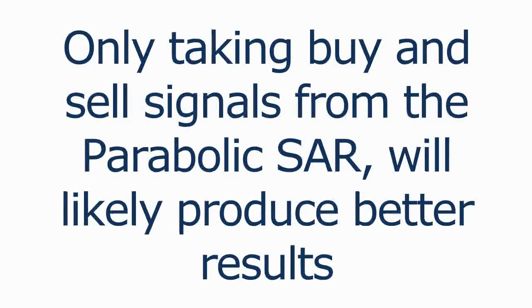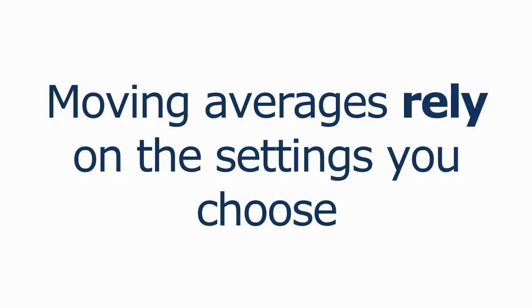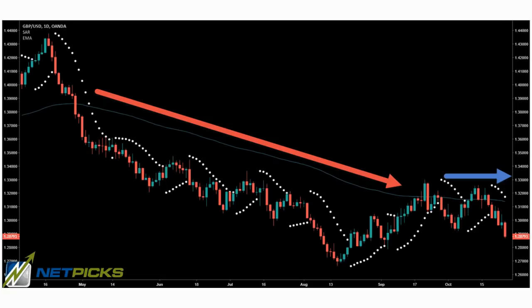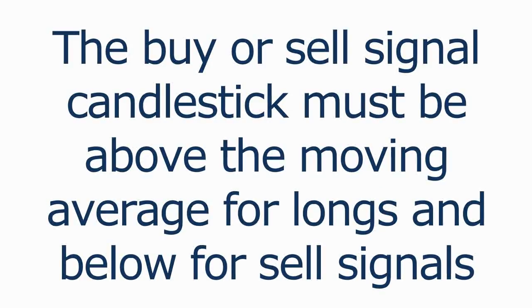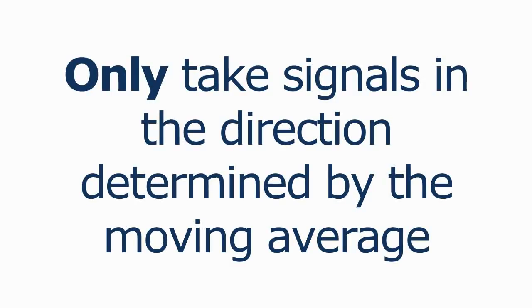As with any technical indicator, moving averages rely on the settings that you choose, as a short-term average will change direction more rapidly than a longer-term average. This here is a 100-period EMA and the Parabolic SAR, and it's a Forex pair. We can use a simple strategy to enter and exit. The buy or the sell signal candlestick must be above the moving average for longs and below for sell signals. Only take signals in the direction determined by the average. We do not stop and reverse.